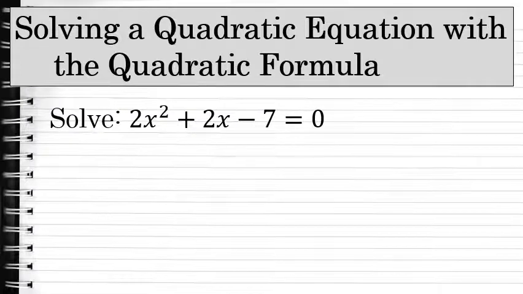The equation 2x squared plus 2x minus 7 equals 0 is a quadratic equation. I know this because the highest power on x is 2. This implies there are two solutions. In general, quadratic equations can be solved three ways.